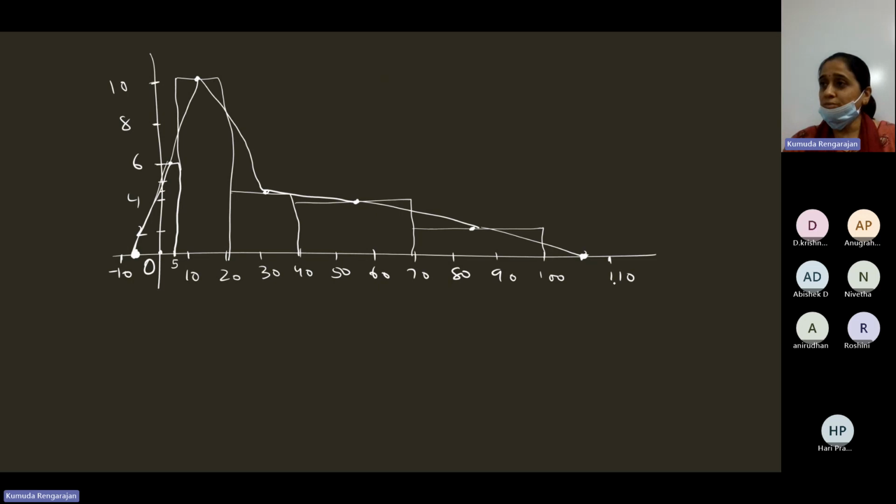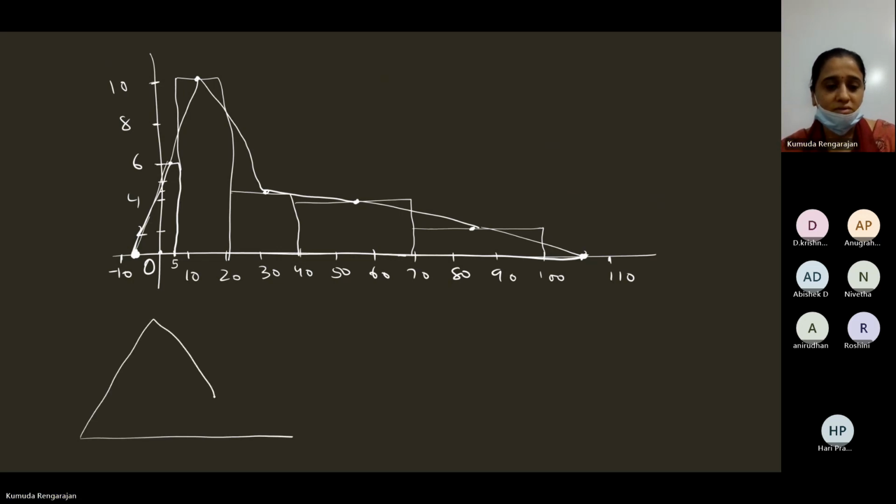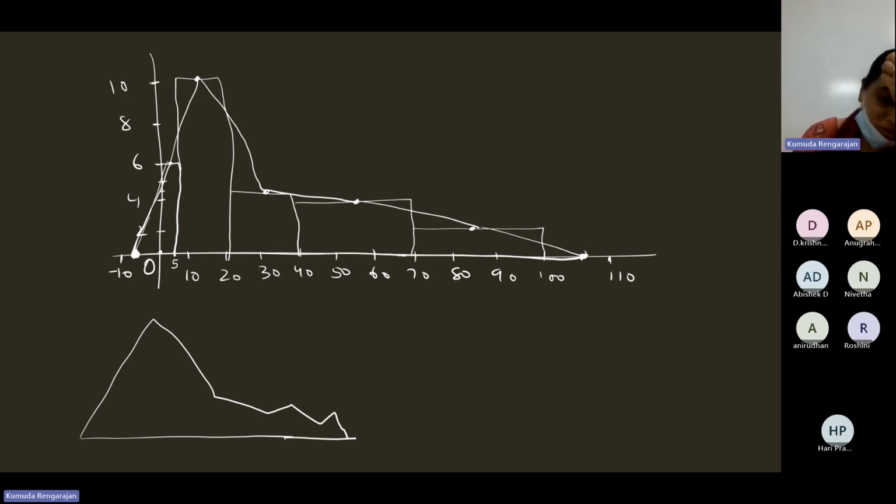Because it's a polygon, it should be closed. It's a frequency polygon, so it should be closed with respect to the x-axis. So see, this is the base of the polygon, the x-axis is the base of the polygon. And see, the polygon goes like this. You understand? And then it's closed with respect to the x-axis. It's a polygon because it's made up of line segments and it's a closed figure. It's closed with respect to the x-axis.